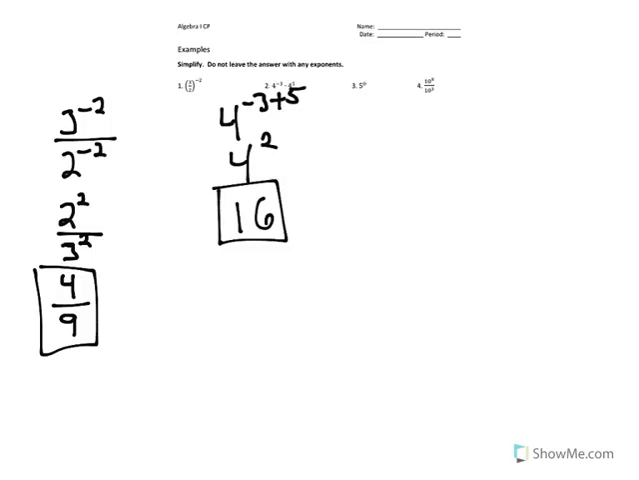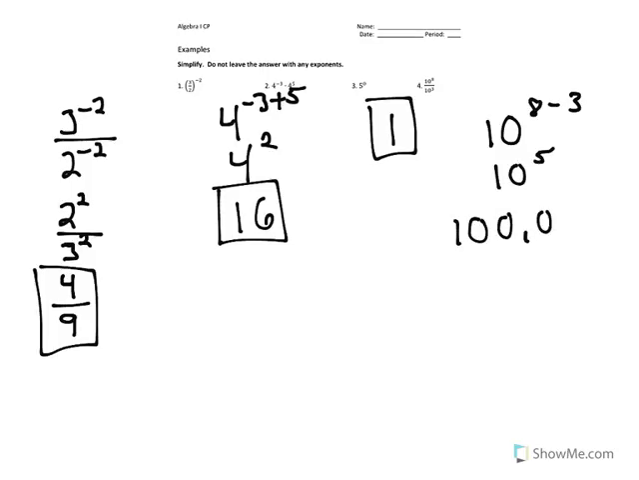Our third example, we have 5 to the 0 power. Any number to the 0 power is 1. Simple as that. And then number 4, we have 10 to the 8th divided by 10 cubed. So we have quotient of powers. So we keep the base, which is 10, and subtract the exponents. So 8 minus 3 is 5. 10 to the 5th power, 100,000.